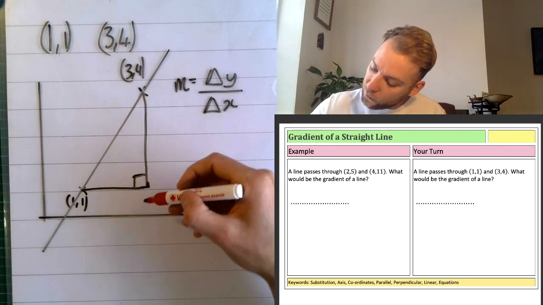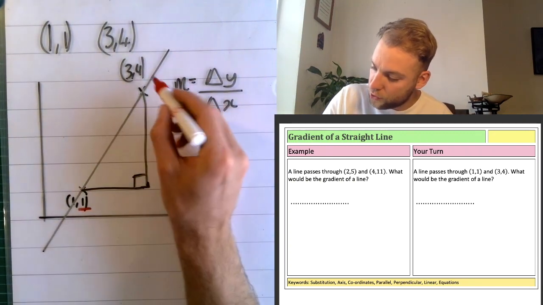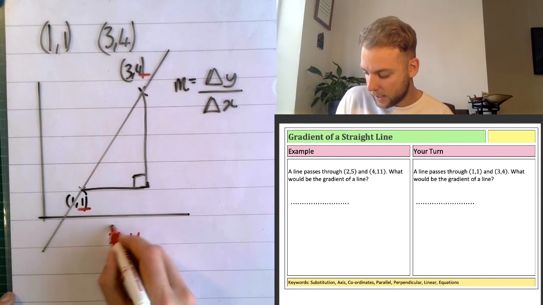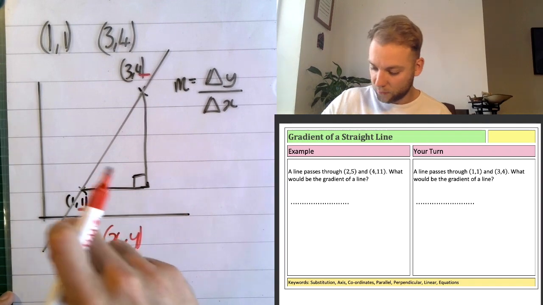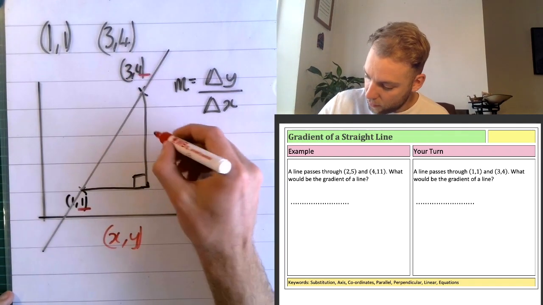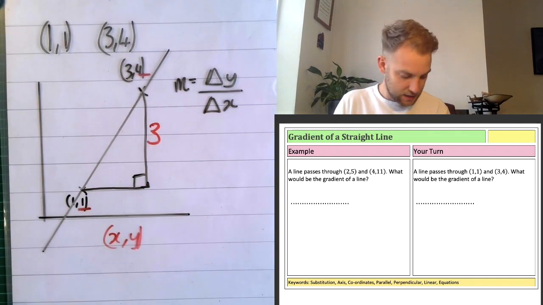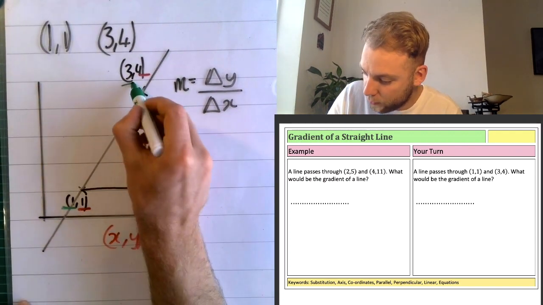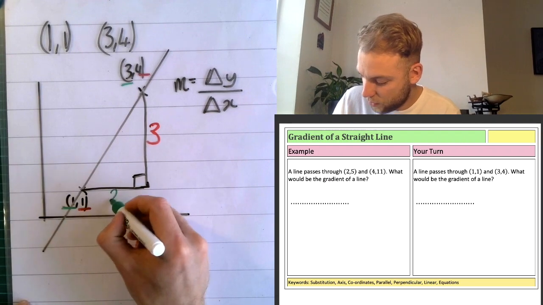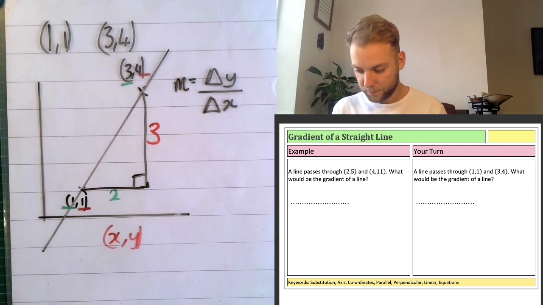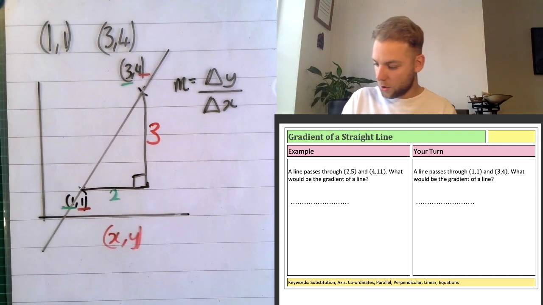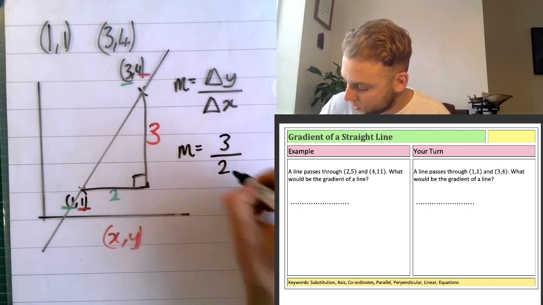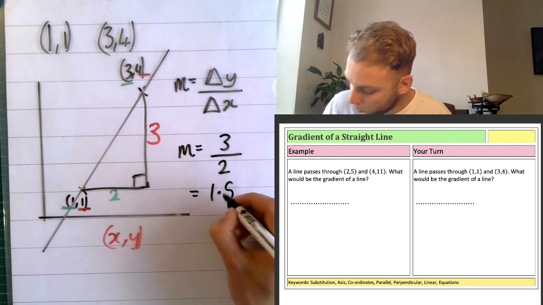So how far up does it go? It's going from 1 to 4. Remember, it's the right hand side, it's going to be x and y. So y is from 1 to 4, which is going to be 3 in this case. And then x is from 1 to 3, which is 2 in this case. You could draw the lines across, but you don't need to do that. So m is equal to 3 over 2, which is equal to 1.5.